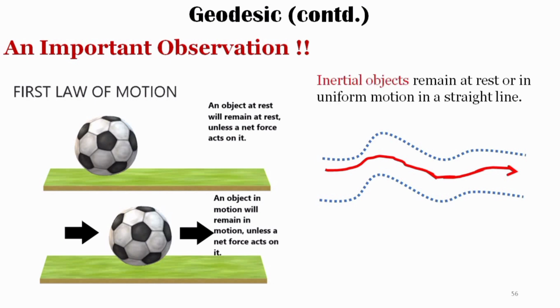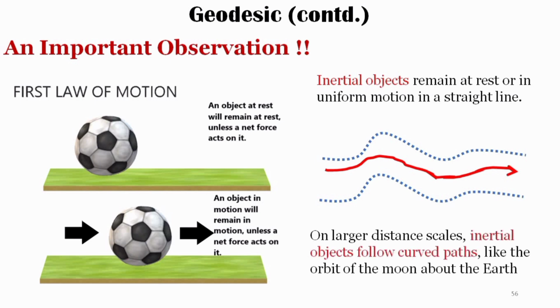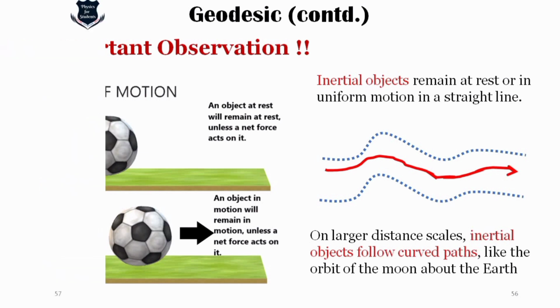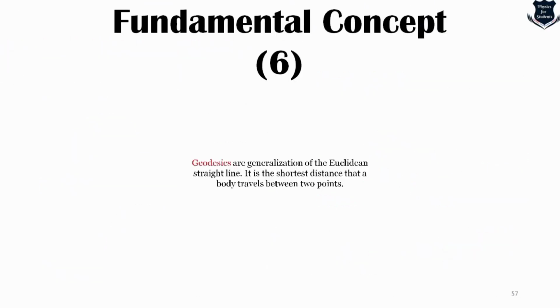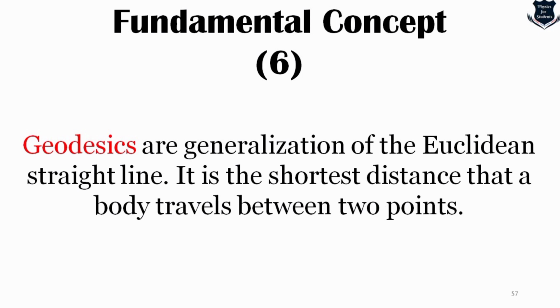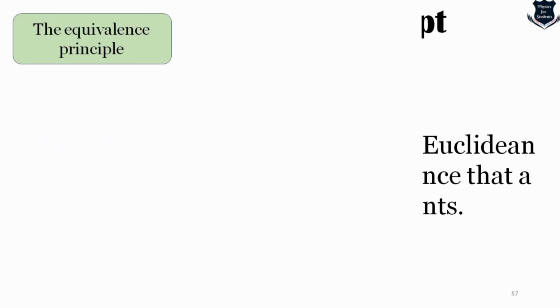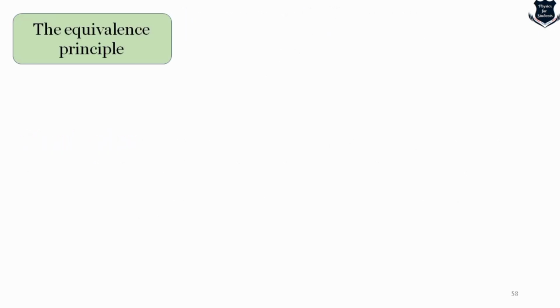So inertial objects remain at rest or in uniform motion in a straight line. I just mentioned this: on larger distance scales, inertial objects will follow curved paths, like the orbit of the motion. The last fundamental concept is that geodesics are a generalization of the Euclidean straight line, and it is the shortest distance that a body travels between two points. Okay. Now, once we deal with those, where do we stand now?